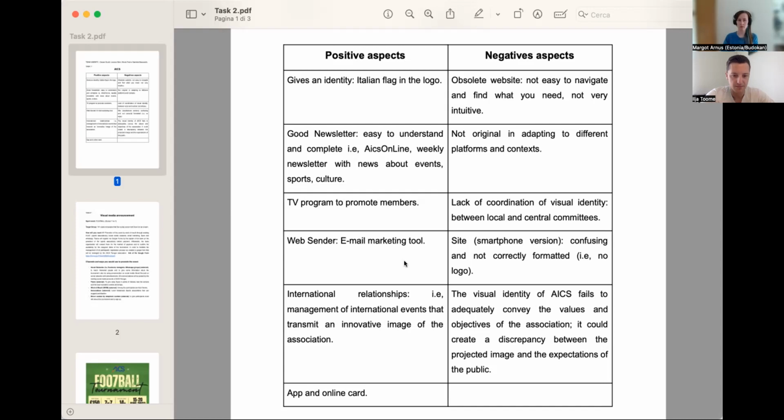then it must be a positive thing. And on the negative side, instead, we found that the website was not easy to navigate, in the sense that, literally, where the icons are placed, especially on the smartphone version, it's not correctly formatted, so it jumps up and down, you know, it's just not clear at all.